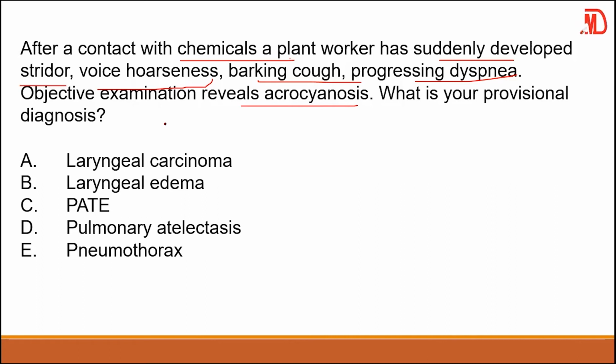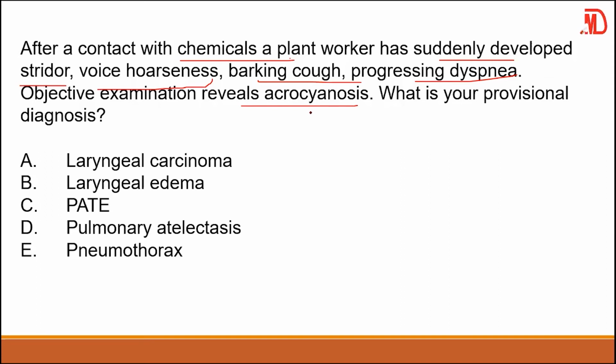And of course, when chemicals enter into the larynx, edema can form. And of course, the larynx controls the voice. That's why we're having stridor or voice hoarseness, the barking cough, because you're trying to remove whatever is there or the fluid that is there. And your dyspnea will keep progressing. And if air is not entering, acrocyanosis or cyanosis will start developing. So that is just how it is with this kind of question.